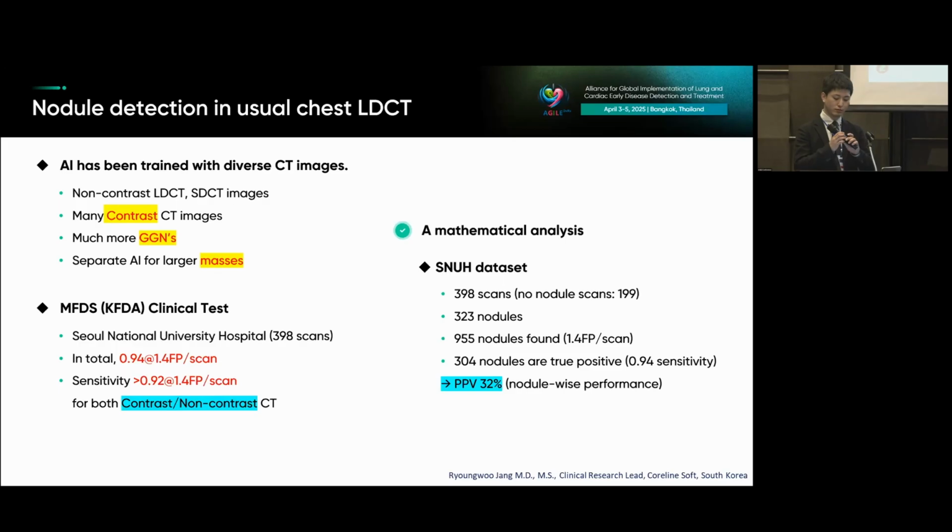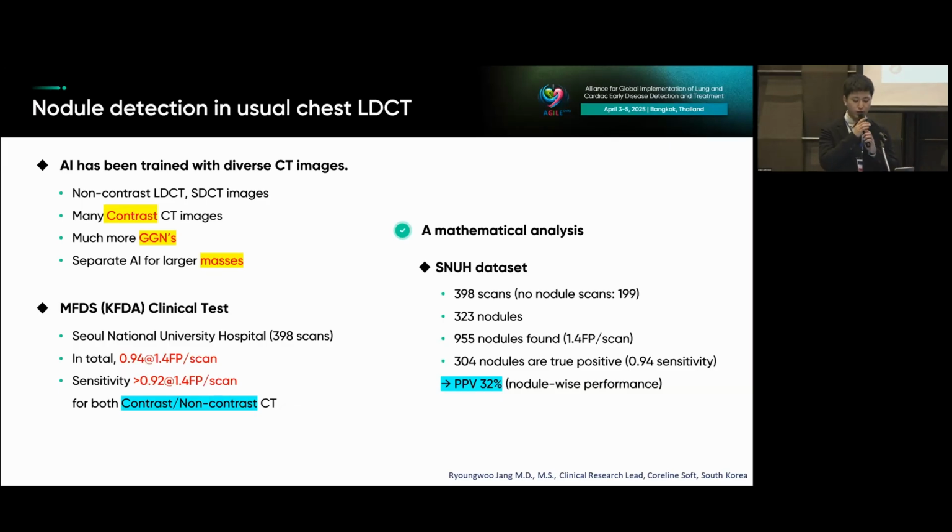We have a database here, which is called the SNUH dataset, and this is composed of 398 scans. The number of nodule scans is around 200, and there are 323 nodules, so basically it's almost one nodule per scan. If we calculate the nodules for 1.4 false positives per scan, we get 955 nodules found. However, the 94% or 92% sensitivity calculates to 304 true positive nodules found.